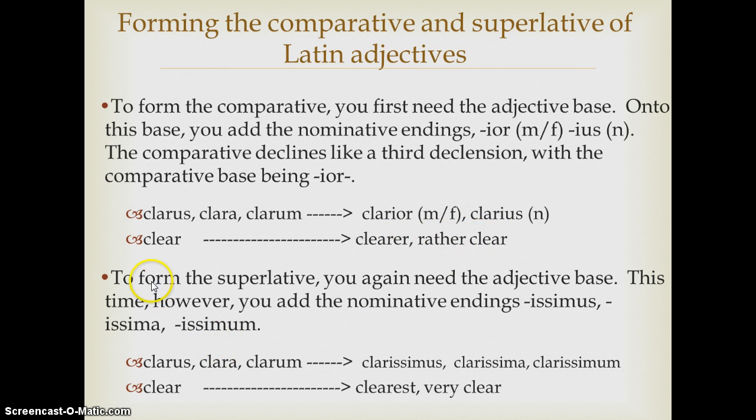The superlative is super easy. Again, all you need is the adjective base. You add ISSIM, right, and then it's just a regular old first, second declension adjective. So issimus, issima, issimum. So clarus, clara, clarum, again, in the positive degree, becomes in the superlative clarissimus, clarissima, clarissimum. So clearest or very clear.